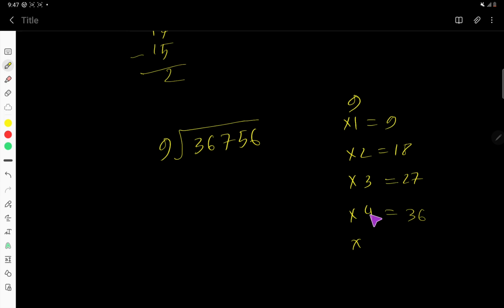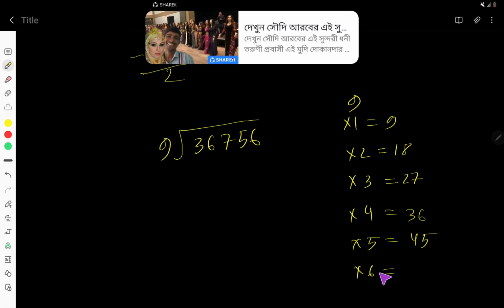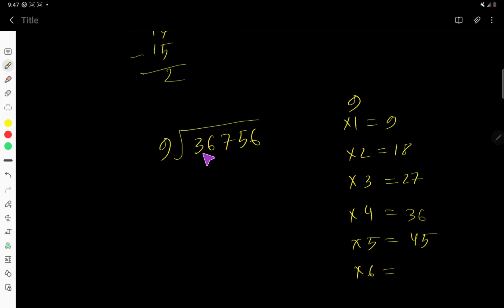Then look, 9 times 5, what will happen? 45. Then 6, we'll write the value of 6 later, right? So look, 9 goes into 36 how many times? 36. We have to stop here. 4 times, right? So you have to write 4 over the 6 because you are considering these two numbers at a time. So you have to write the quotient above the second number, that is the last digit. So 4 times 9 gives us 36.